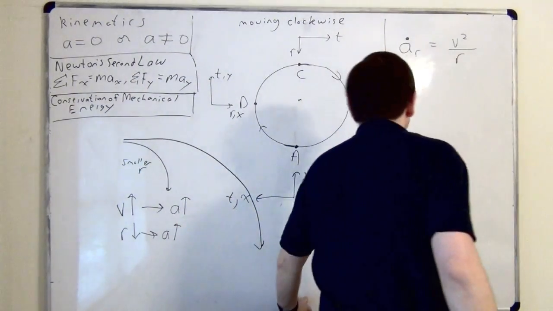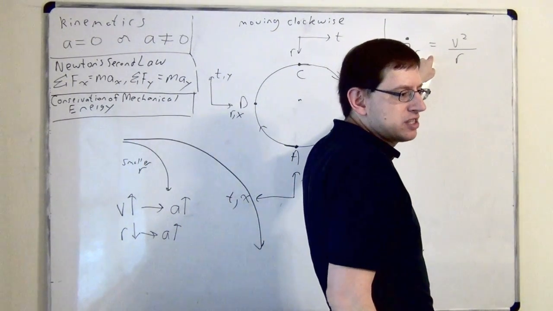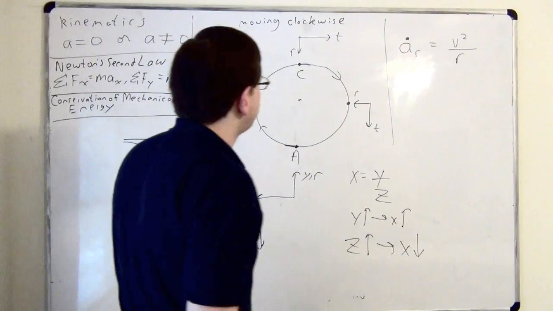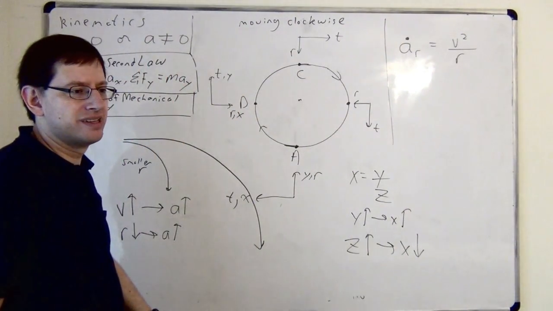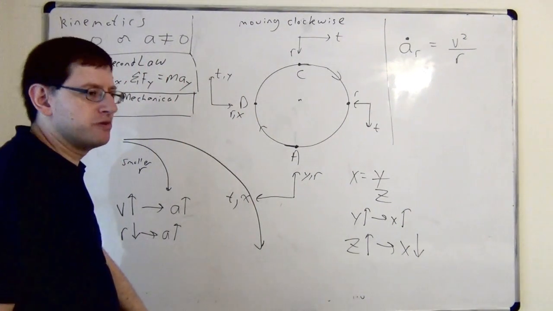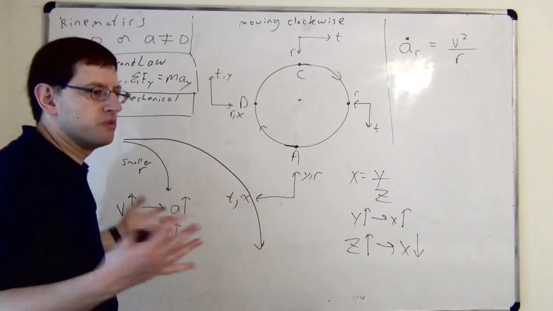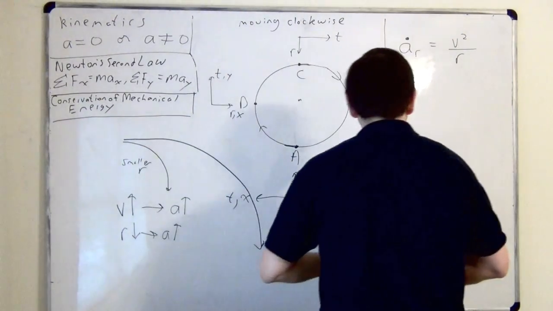That's the whole reason why we're going to focus on the radial axis, because we have a special formula for it. Do we have a special formula for tangential acceleration? No. Do we have a special formula for radial acceleration? Yes. That's why we're focusing on the radial axis.